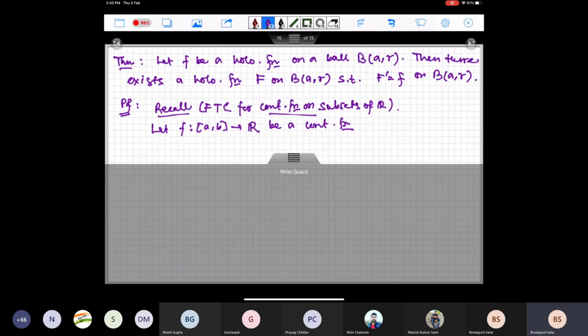Okay, so suppose, yeah, I see there is some lag. Stable. Okay, let me try to connect to that.